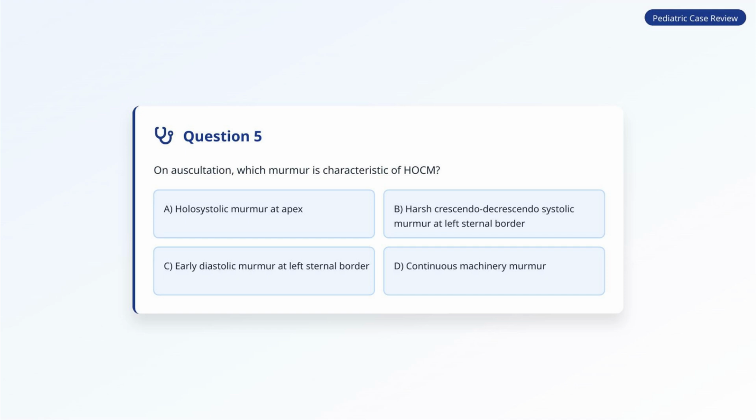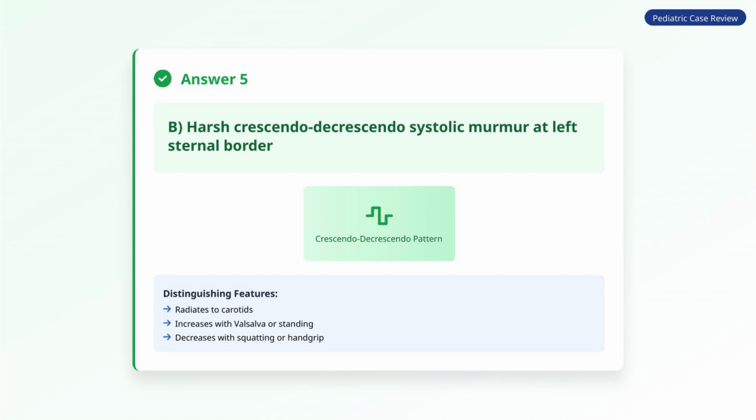On auscultation, which murmur is characteristic of hypertrophic obstructive cardiomyopathy? A. Holosystolic murmur at apex. B. Harsh crescendo systolic murmur at left sternal border. C. Early diastolic murmur at left sternal border. Or D. Continuous machinery murmur. The correct answer is B. Harsh crescendo systolic murmur at left sternal border.